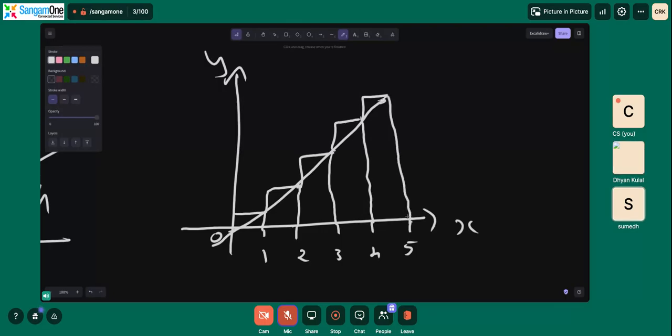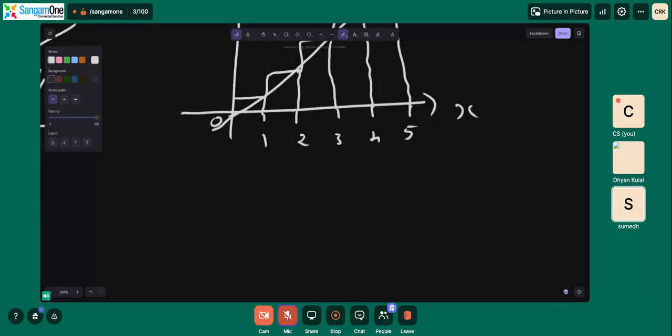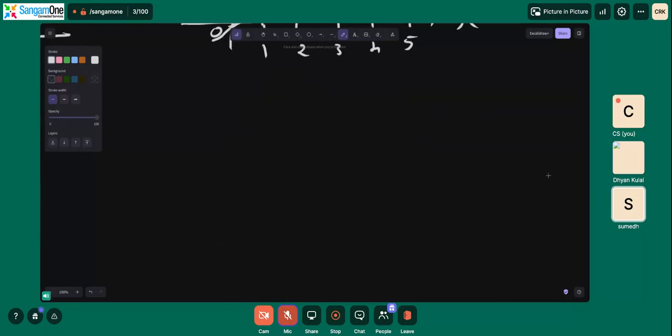Now let us first do this manually once. Let us see if we can find the area. So, what is the formula for the area of a rectangle?